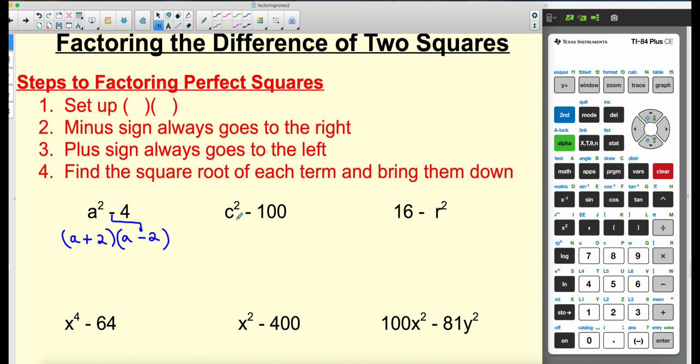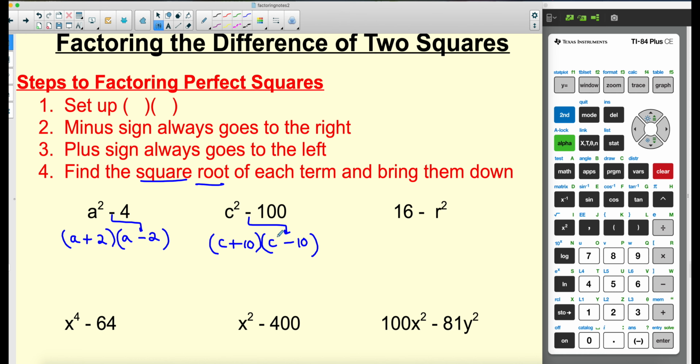c squared minus 100. There's two terms. You have a minus sign in between. This is a perfect square binomial. So factor it. Two sets of parentheses. Minus sign always to the right. First sign's always a plus. Last step, find the square root of each term. What's the square root of c squared? We talked about that. That's c. And the reason why, because c times c is c squared. Now what's the square root of 100? The square root of 100 is 10. And what we put here, we always put here as well. And why do we do that? Because 10 times 10 is 100.